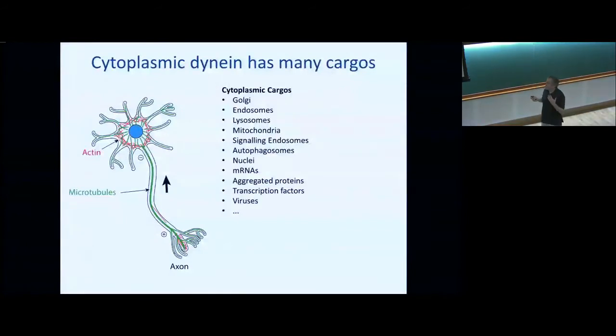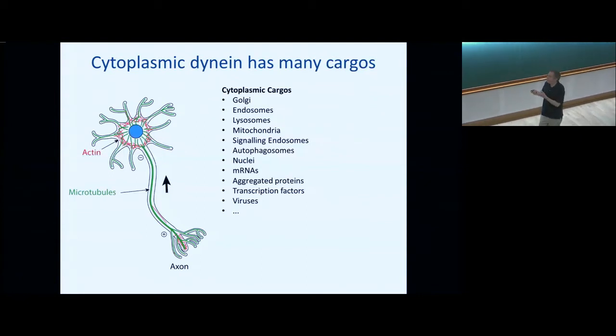Okay, so as Steve said, there's only one dynein, and it's responsible for all of the transport towards the minus ends of microtubules. And it really does carry an awful lot of different things. There are all these different types of membrane vesicles, there's a whole nuclei, RNAs, different proteins, and it also has a whole load of roles in mitosis.